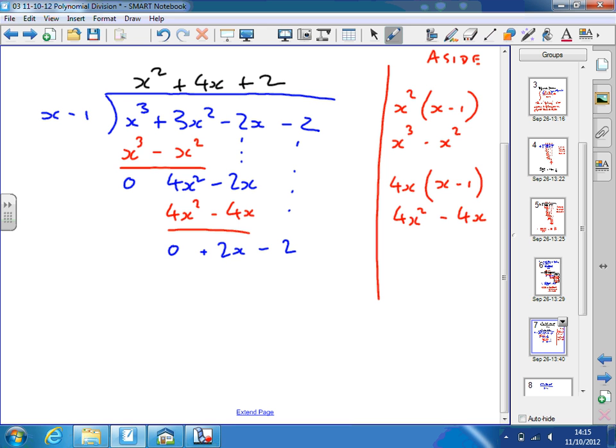So what goes up there? 2. Yeah. So what is 2 times x minus 1? Answer? Minus 2. 2 times 1 is 2. Yeah, so actually, I made that mistake the other day. Very easy to do. So that's what goes underneath here. 2x minus 2. What's the remainder? Minus 2 minus 2 is plus 2, 0. So in fact, it goes exactly. Okay? So we've got an exact answer.